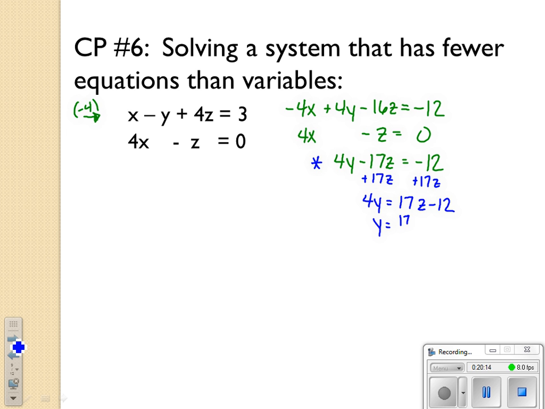So you're going to have 17 over 4z. That doesn't divide evenly, so just leave it as a fraction. And then negative 12 divided by 4 is negative 3. Okay, plug that into that first line. So x, and then minus the new y value. We had 17 fourths z minus 3. And then the rest of that first equation stays. And simplify.